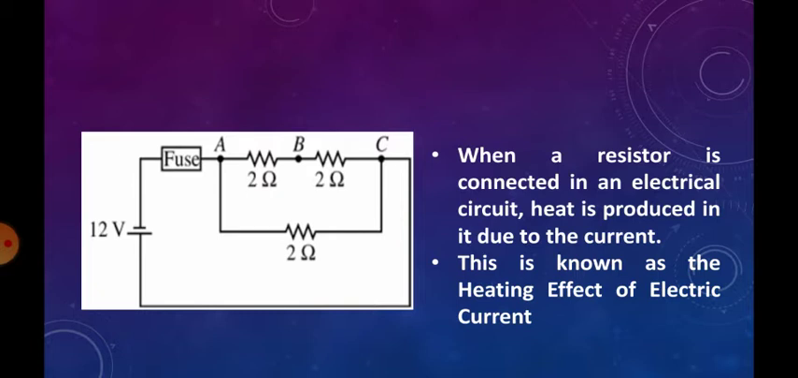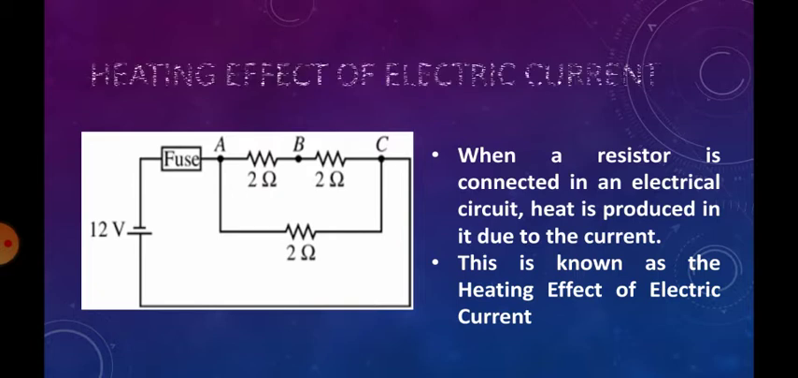Fine. So when we connect resistors in an electrical circuit like this, heat is produced in them due to the current, and this heat which is produced due to the electrical current is also called the heating effect of electric current.